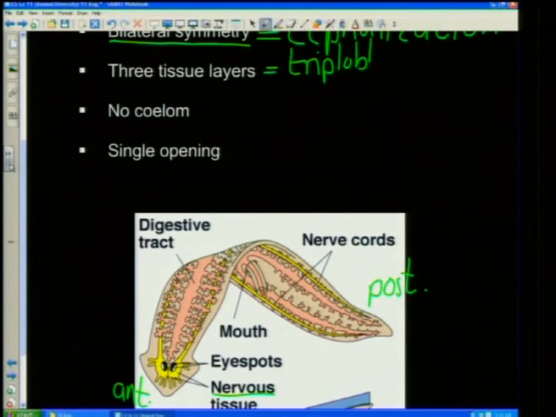Three layers of cells, meaning that they are triploblastic, all right? Also more advanced. The previous animal group was diploblastic. There's still no coelom in flatworms, and as I said, there's a single opening.